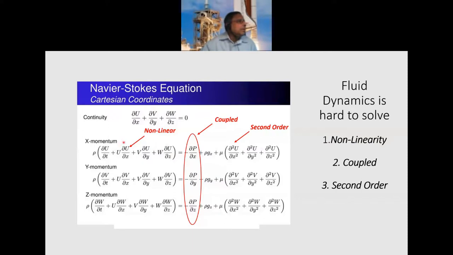Non-linearity is a mathematical term, but physically it means that the fluid velocity at a certain point depends upon the fluid velocity at a neighboring point, and that makes it non-linear and complex to analyze. Another thing is that it's coupled by the pressure. All three momentum equations have pressure, so it's the pressure coupling that we have to account for. And the third thing is that this is a second order equation, because the viscous effects can be represented only by the second order. Because of these three complexities, although the equations were developed in 1850, there was no way to solve them.